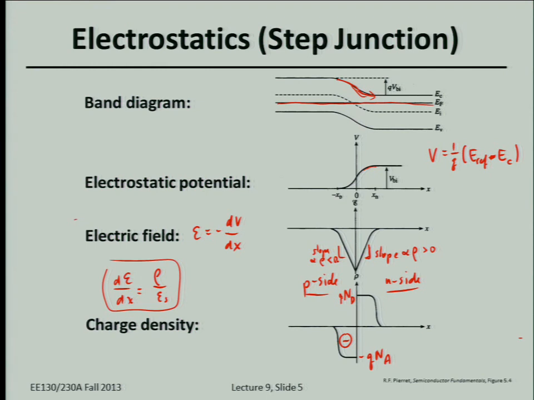And so the electric field is the integral of the charge density, so the electric field is a linear function of distance. The electrostatic potential is then a quadratic function of distance. And so the energy bands have this quadratic curvature. Qualitatively, does anybody have any questions about this equilibrium electrostatics of a p-n junction diode?